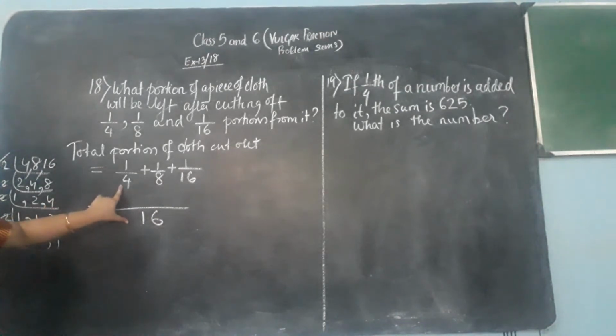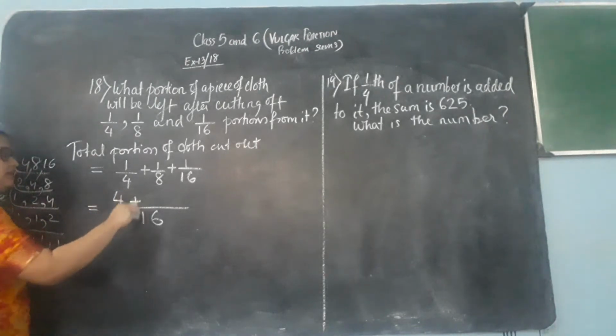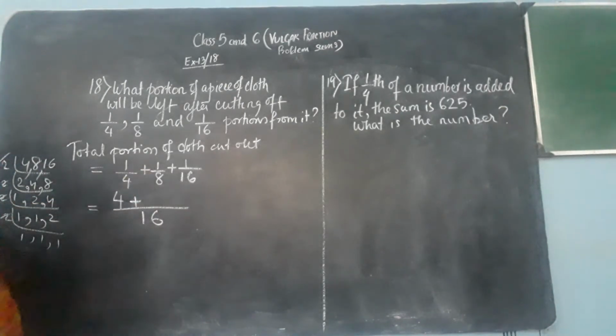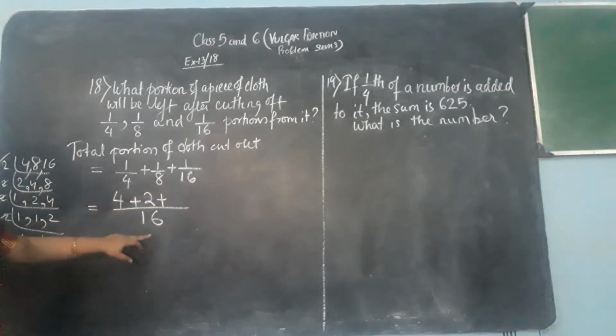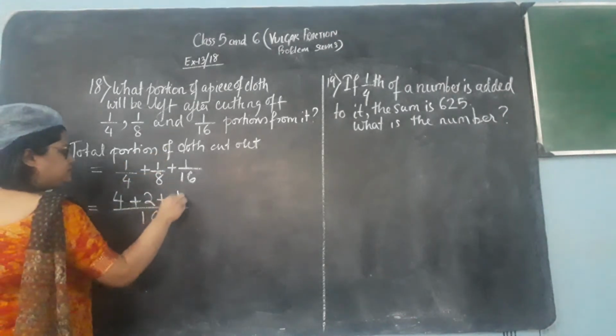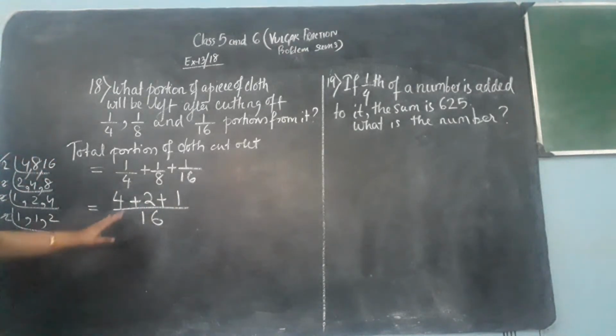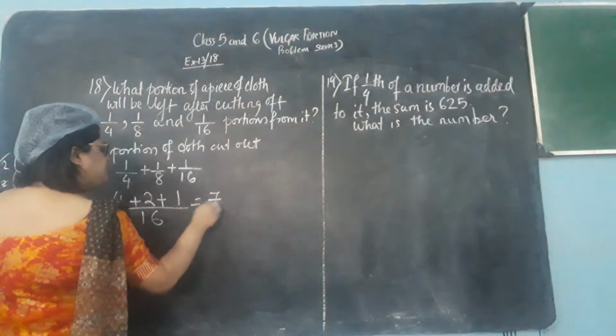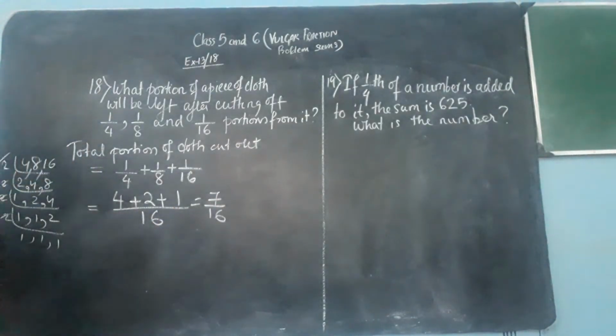4 into 4 gives you 16. That 4 you will multiply with the numerator 1, that is 4. 8 into how much gives you 16? 2. That 2 you will multiply with 1, plus 16 into how much gives you 16? 1. That you multiply with 1. Now 4 plus 2 plus 1 is 7/16. So this is the total portion of cloth that is cut out.